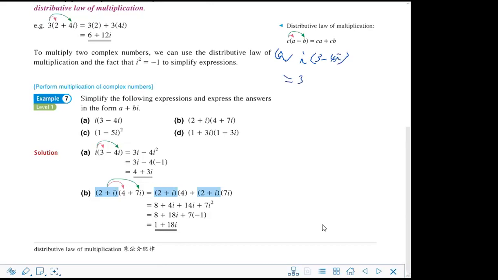Multiplication. So part A. i times 3 minus 4i. Just 3i minus 4i square. And then the i square is changed to -1. And then 3i plus 4. Or you will write 4 plus 3i because it is in the form of a plus bi. Okay? Just like this.